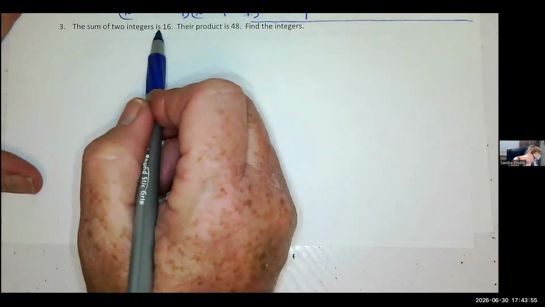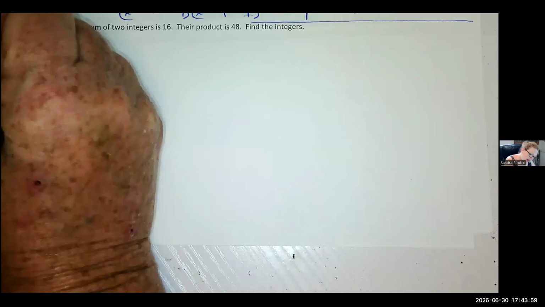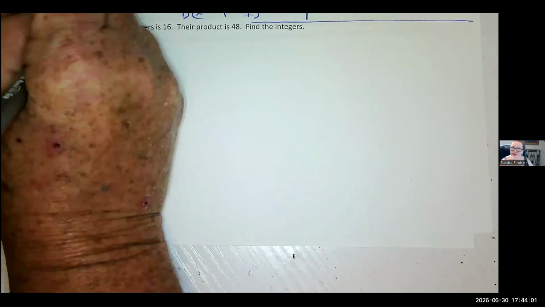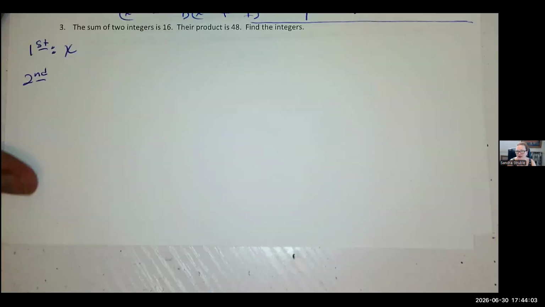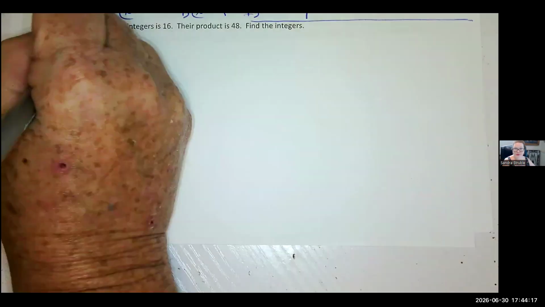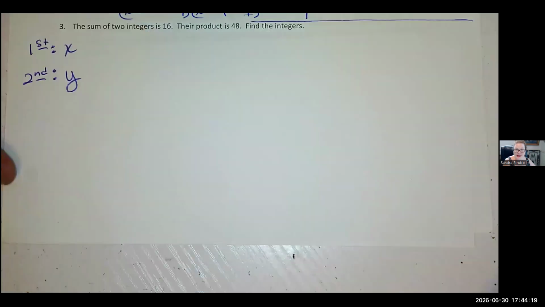Okay, so our first integer and our second integer. Our first one I'm going to let be x, as I always do. But this one doesn't say they're consecutive. It also doesn't say they're even. It also doesn't say they're odd. It just says two integers. So I can't just go 1x and 2x. You have to have x and at least a y, or an a and a b. Pick your variables, but they need to be different.